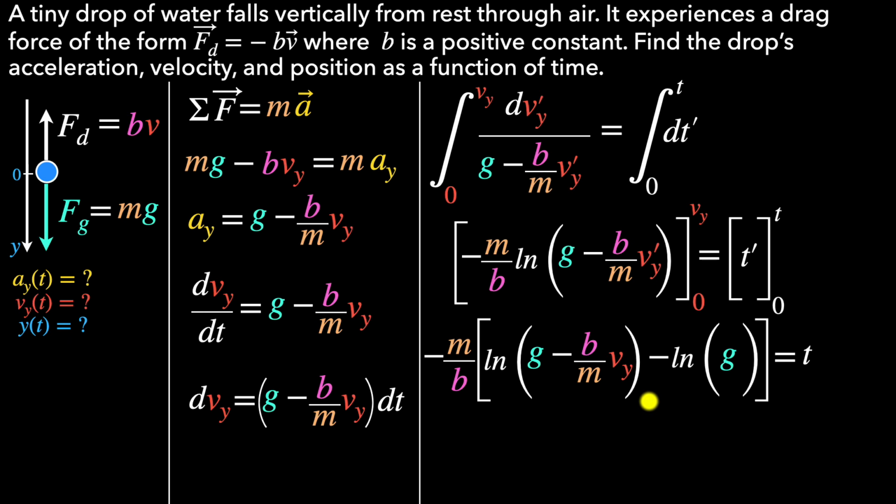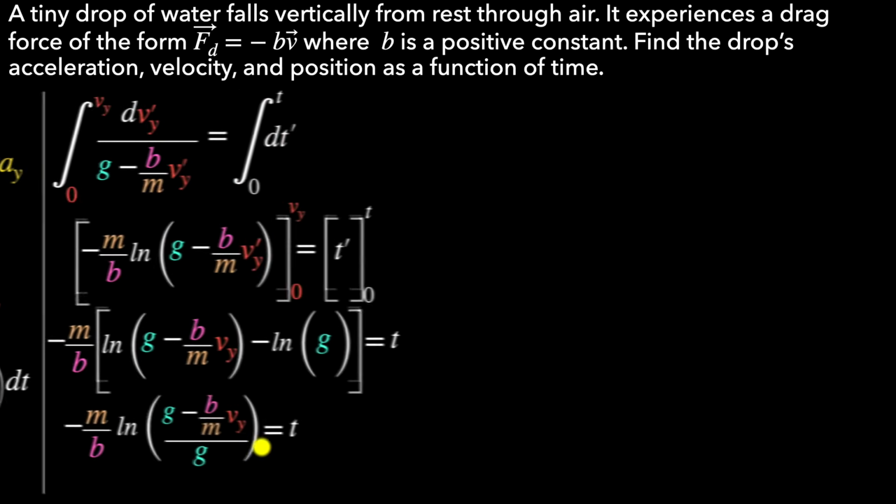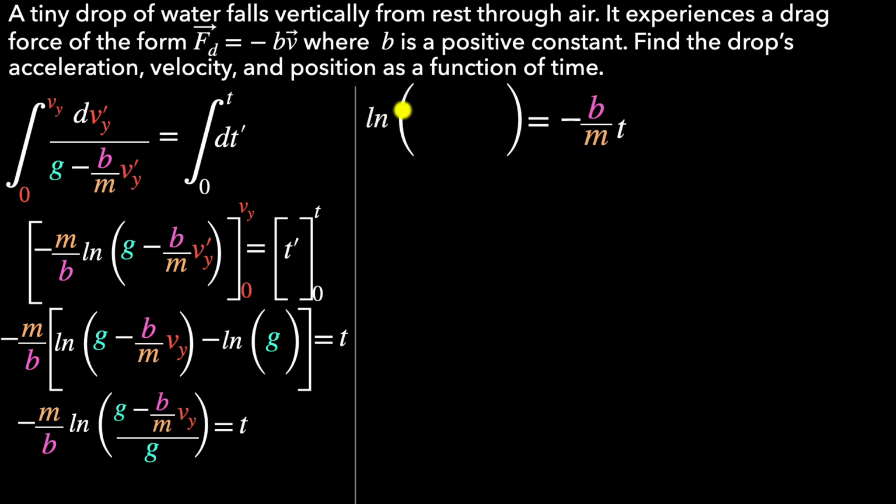Now we have to do more algebra over here to get to the final form. So let's do that. Okay, so what can we do? Well, we know the property of logarithms. Log a minus log b can be written as log of a divided by b. So I can write this as the natural log of this divided by this. So let's do that. That should equal to t. So if I rearrange, whatever is inside the log equals minus b by m times t. And if I simplify inside the log function, I'll get 1 minus b by mg vy.